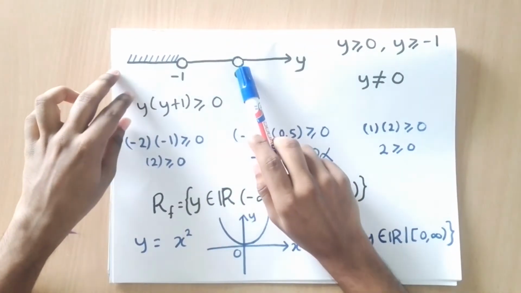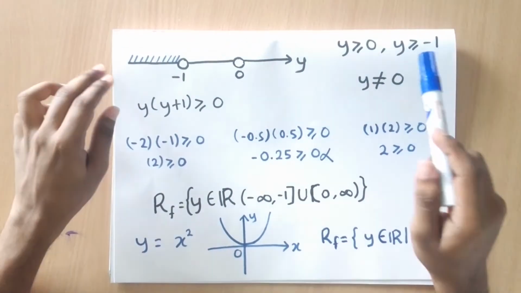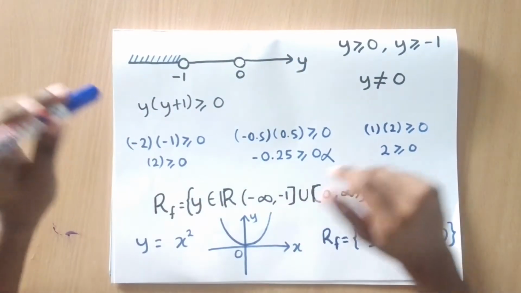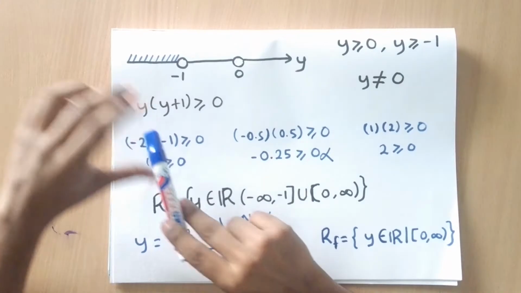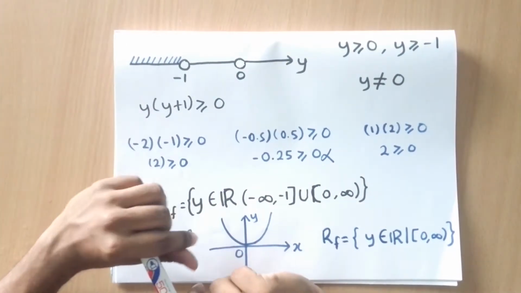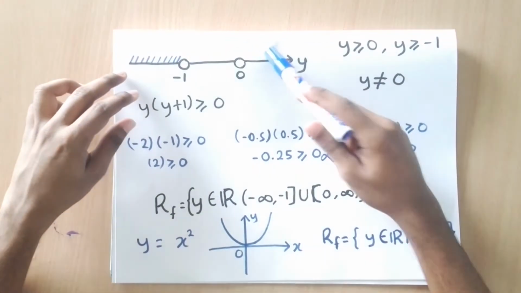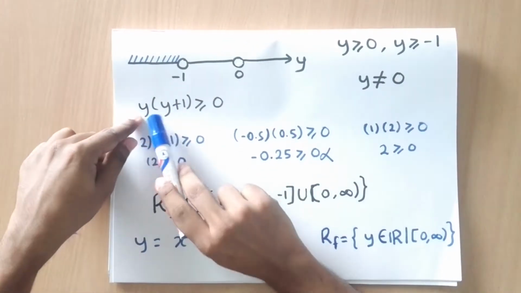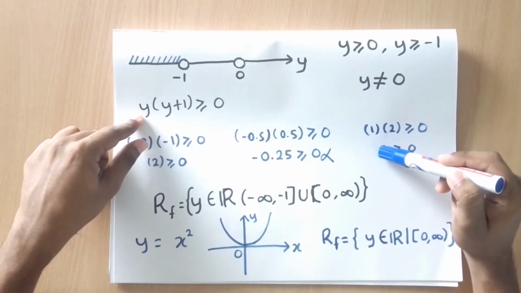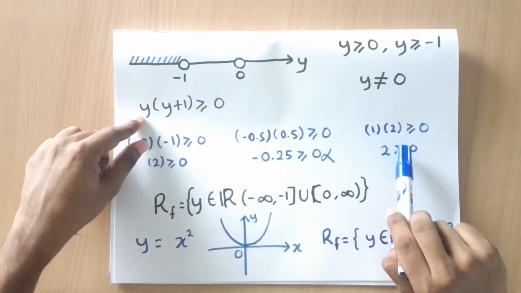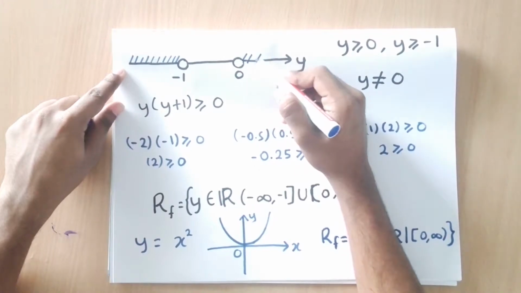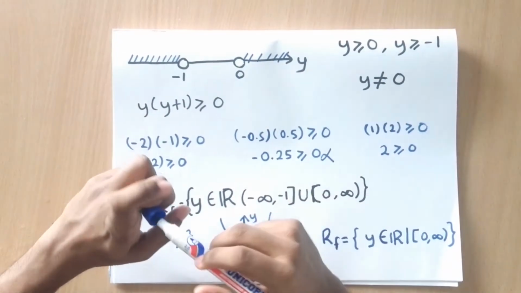So for the range greater than 0, we take any random number which is greater than 0 and substitute it into the inequality y times (y plus 1) is greater than or equal to 0. For example, let us take 1. So 1 times (1 plus 1), that is 2. So 1 times 2 will give us 2. And 2 is in fact greater than 0. So we can shade this part of the diagram.